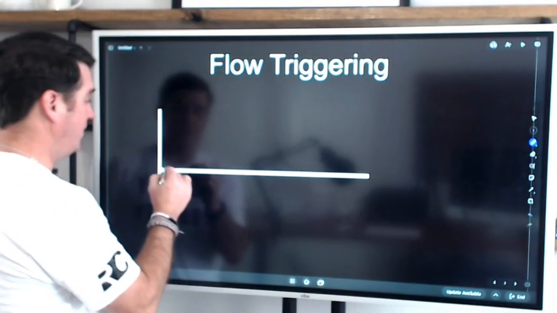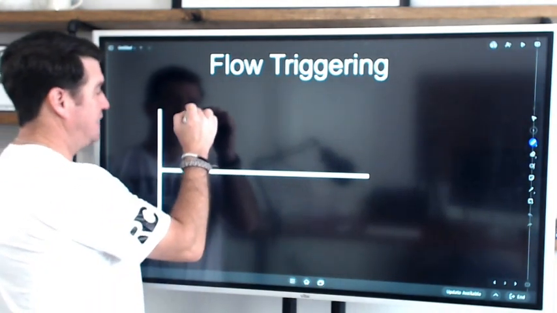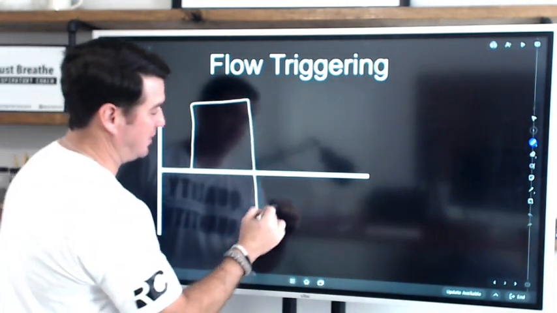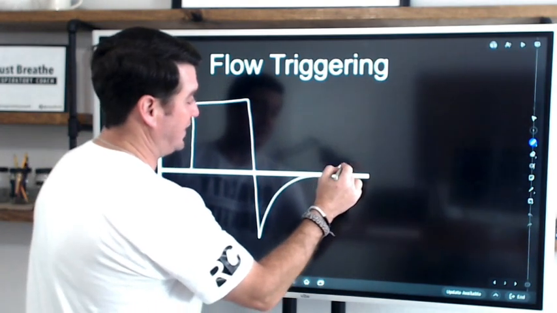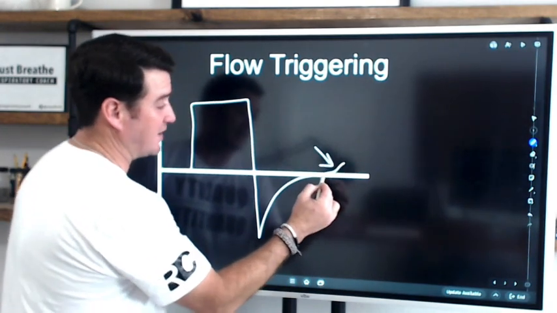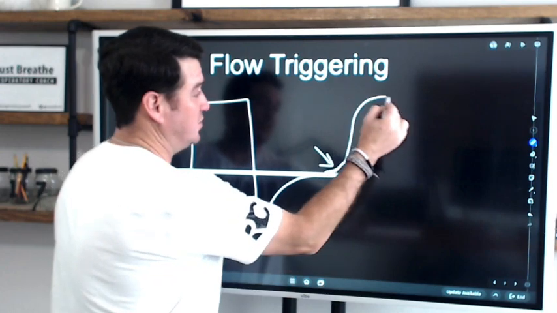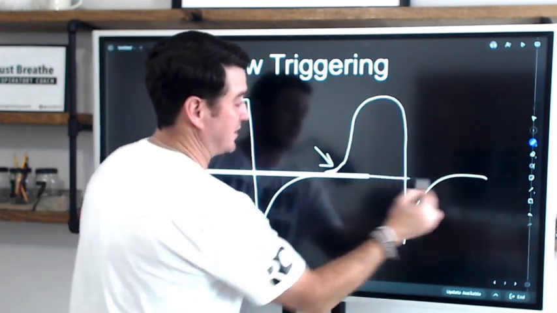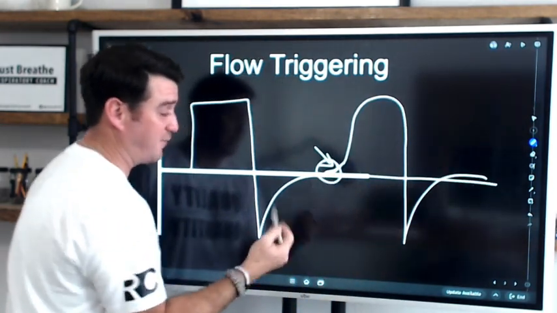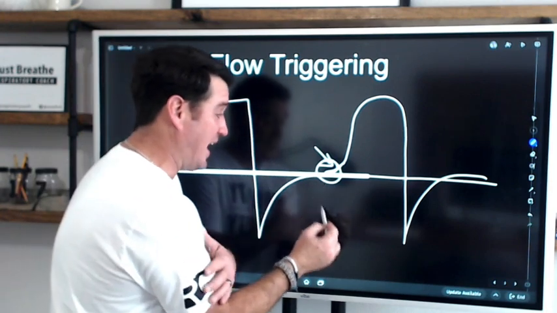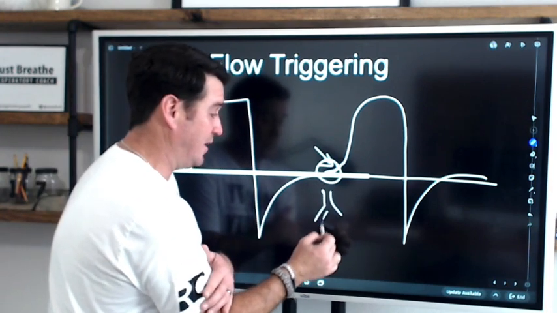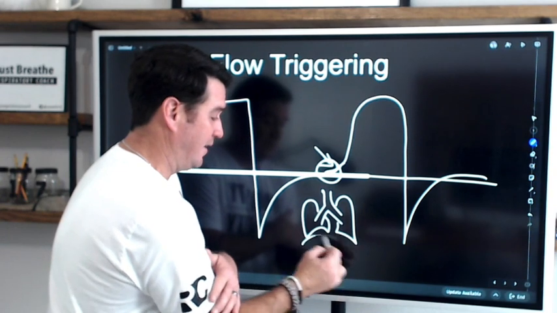Now on a waveform, this will look something like this. Let's say we have a breath like this that comes up and we come back to baseline. And then we get this little rise right here. And then that goes into maybe a spontaneous breath or something like that. It's this rise in flow right here because what happened? The diaphragm dropped. So you have your lungs here.